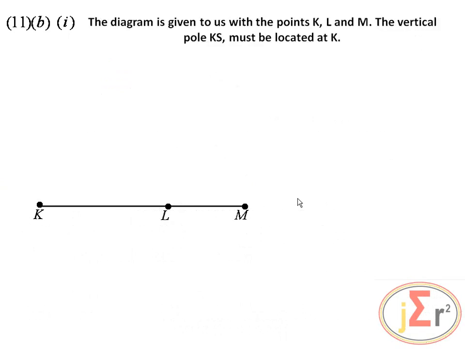The diagram is given to us with the points K, L, and M. The vertical pole KS may be located at K. Of course, if we have a vertical pole KS, it must be located, or at least have something to do with K. So the vertical pole we have at KS, K, S, and we have information that the pole is actually 10 meters in height.